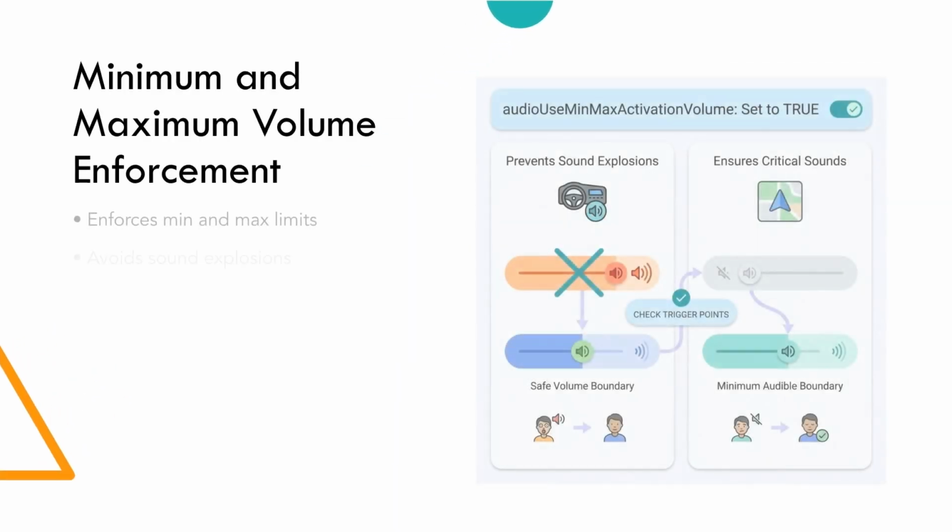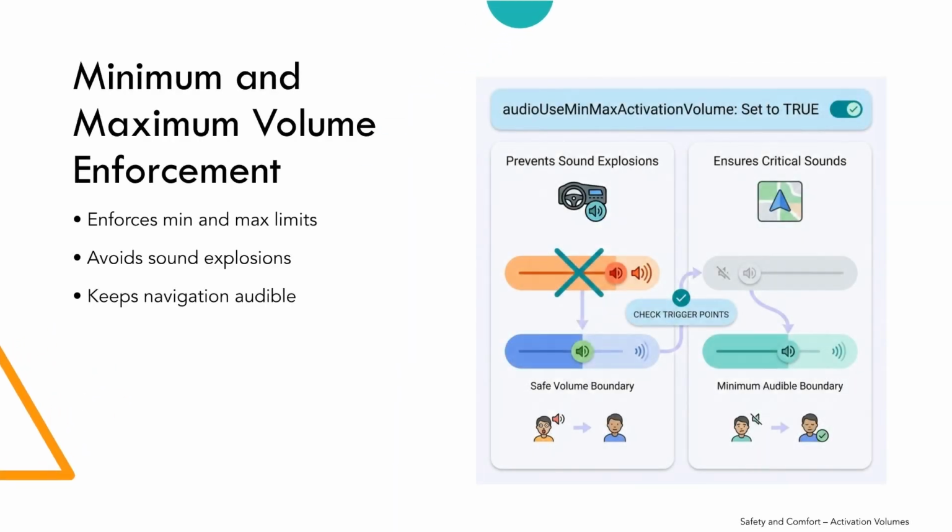When Audio Use Min-Max Activation Volume is set to true, the system checks volume boundaries at specific trigger points. This avoids sound explosions when a previous driver leaves volume at maximum. At the same time, it ensures critical sounds like navigation guidance are never too quiet to hear.